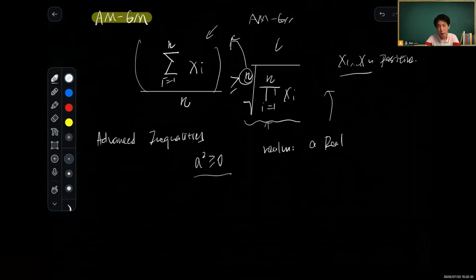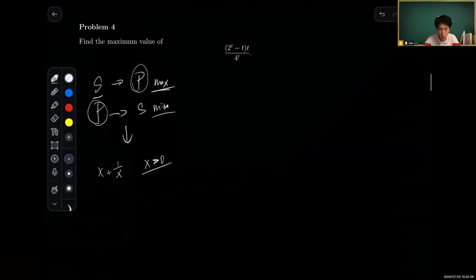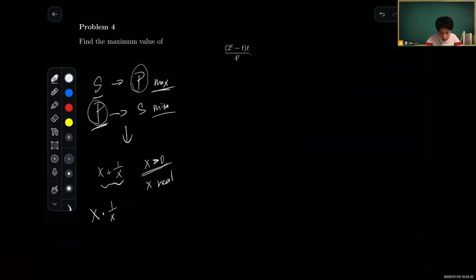So AM-GM is a powerful thing that can spread across all real numbers. However, it depends on how you write it. Back to this example, where x is greater than 0, because generally, in my opinion, if you allow x to be real, things get messy. But if you don't, it becomes a lot cleaner because you don't have to worry about the signs. In this case, we're trying to construct a product that is constant because we're looking for the minimum value of this. Indeed, x times 1 over x is constant, it is 1. So the minimum value of the sum occurs when x is equal to 1 over x, or x is simply equal to 1. So the minimum value of this expression is 2.